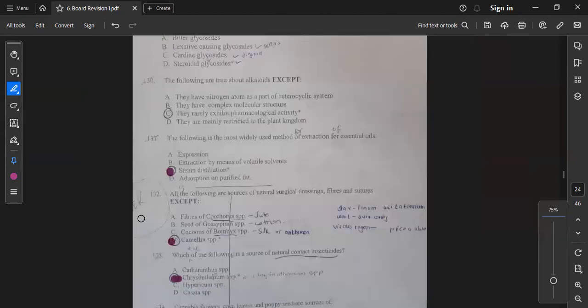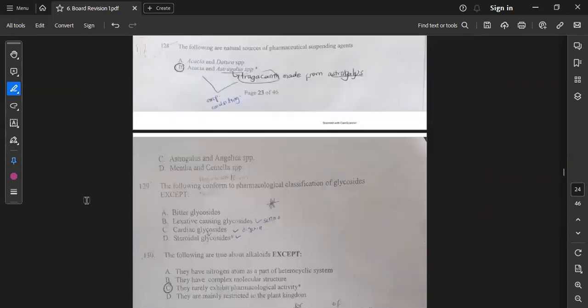The following are true about alkaloids, except: they have nitrogen atom as part of a heterocyclic system. Right. They have complex molecular structure. They rarely exhibit pharmacological activity. Okay, definitely no. They are mainly restricted to the plant kingdom. I mean, where would alkaloids be? Yeah, the consensus, the straightforward answer is C. I don't think we should think through that anymore.